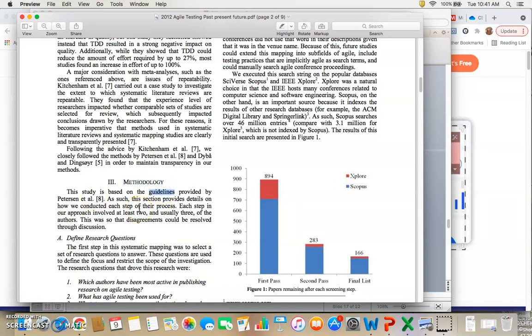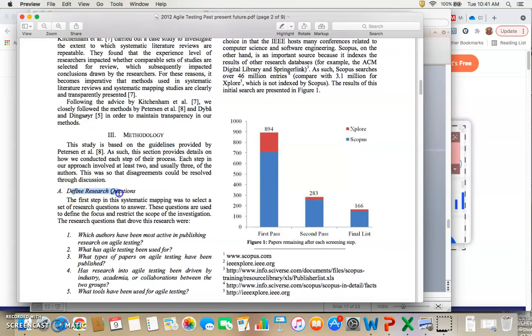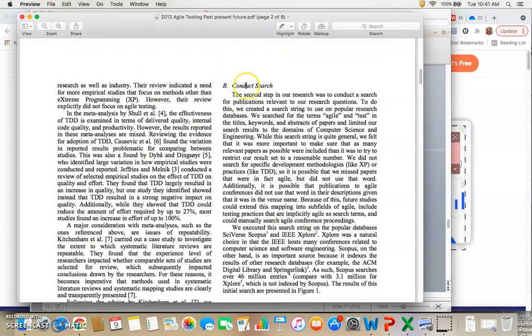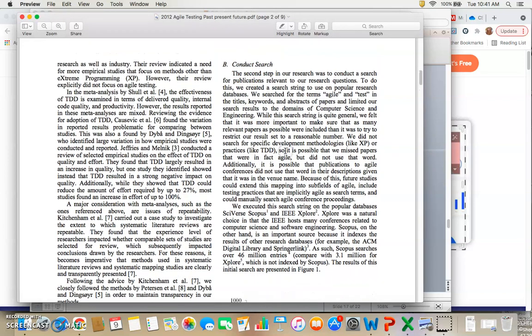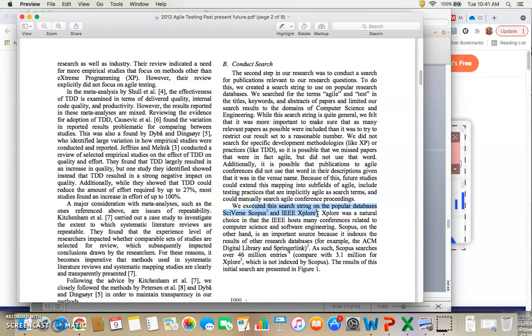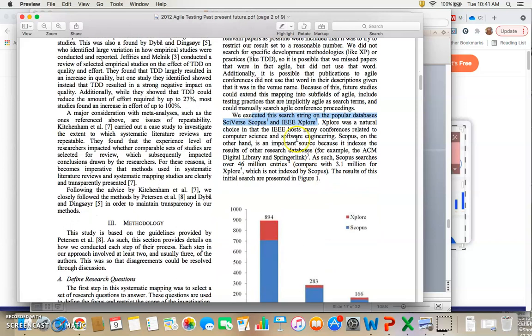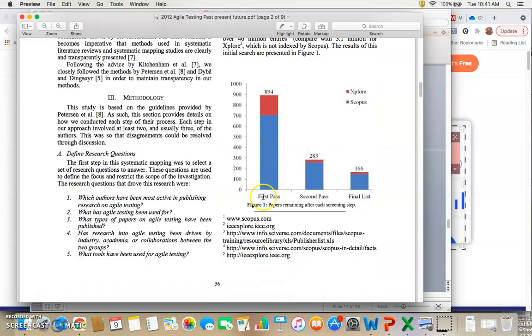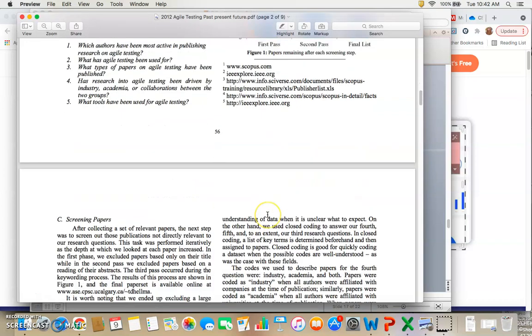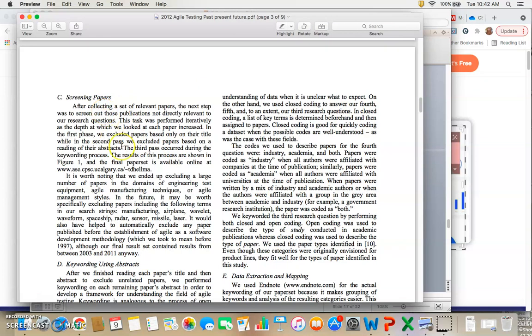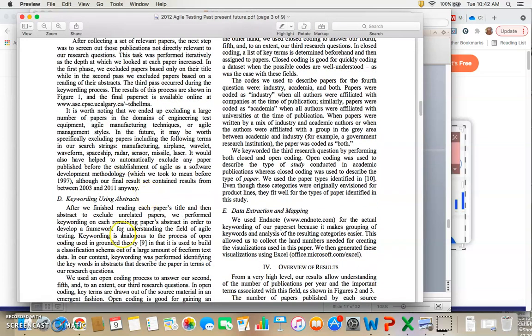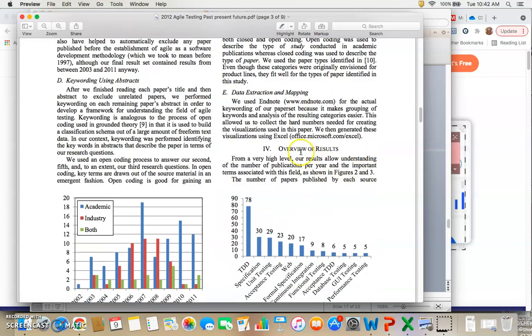So they refer to Petersen's guidelines, and then they define the research questions. See, these are the research questions, and then how they do the search. What databases they use. See, they also use Scopus and IEEE Xplore. Then this is the process of filtering. The first pass, and then screening the papers. And they perform the curating of abstracts because they do a mapping study. They need to find out what kind of classification they need to use, and then present the results.